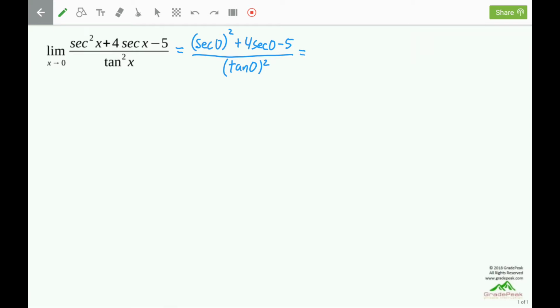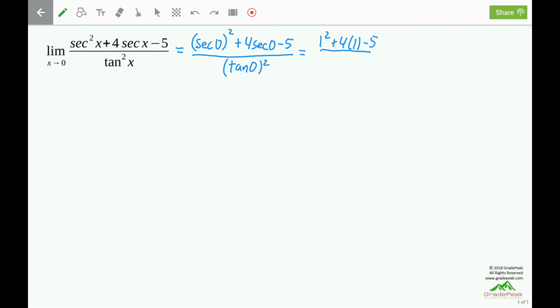Now the secant of 0 is 1 over the cosine of 0. Cosine of 0 is 1. 1 over 1 is 1. Secant of 0 is a 1. We have 1 squared plus 4 times 1 minus 5 divided by the tangent of 0, which is the sine of 0, which is 0, over the cosine of 0, which is 1.